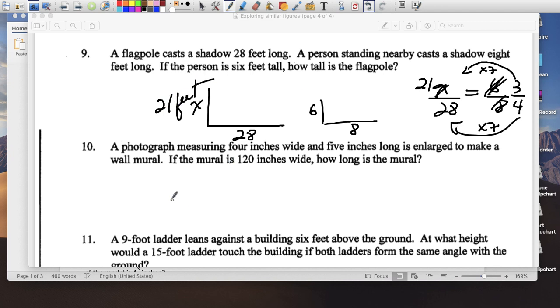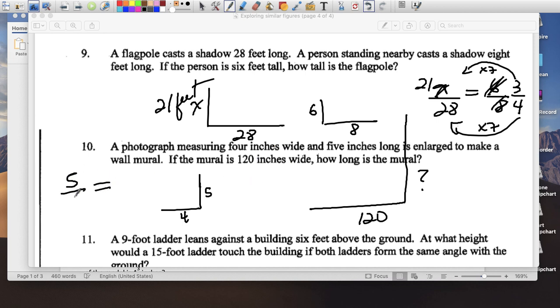Photograph measures 4 inches wide and 5 inches long. So it's a 4 here and 5 here, the photograph. And then it's enlarged to make a mural, so something much bigger. The mural is 120 inches wide. What's the height here? That's going to be our question, right? So set up our proportion.